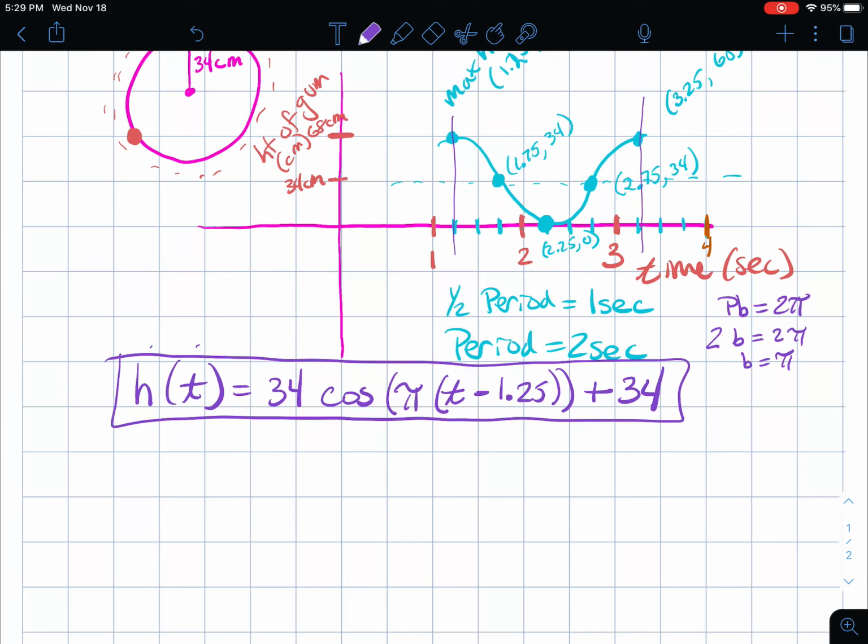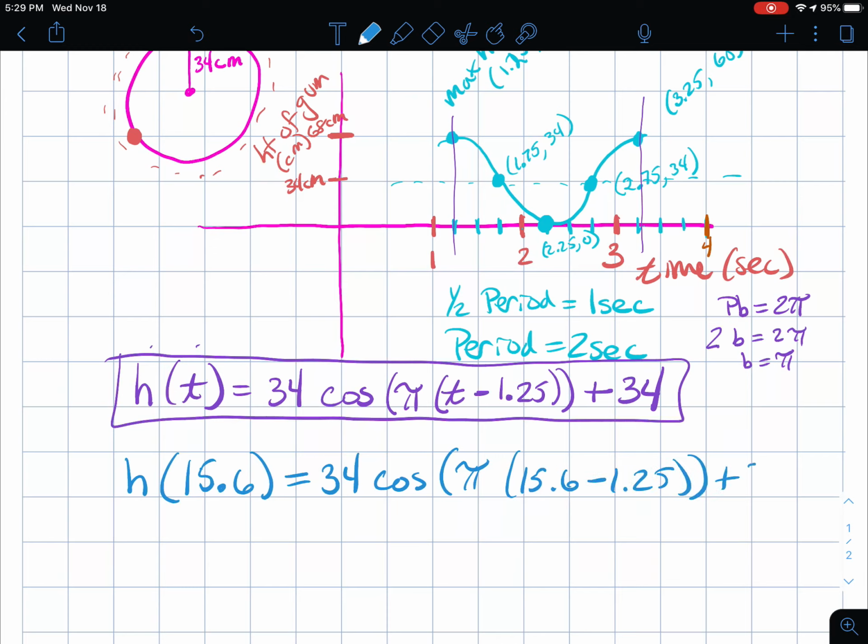15.6 seconds have passed. So let's take a look at this. The height at 15.6 seconds. So our job right now is to go ahead and just plug in 15.6 into our function and do the calculations. So the height at 15.6 seconds, when I go ahead and calculate this, we should get, let me make sure I have the right thing here. We're going to get 49.436, and this is in centimeters.